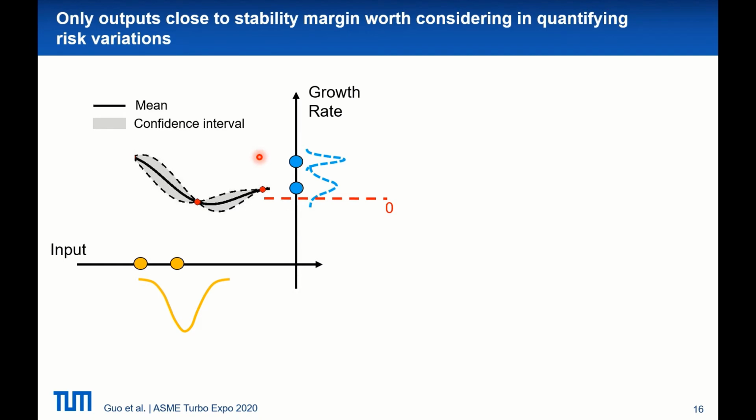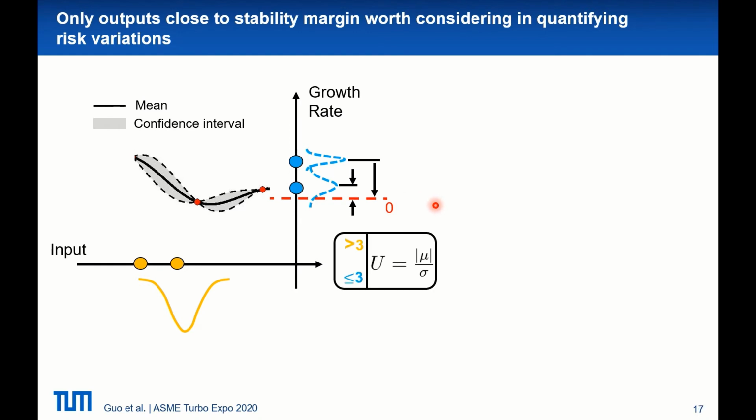Well, although the predictions are uncertain, not all of them will affect risk calculation. For this prediction, for example, its mean is pretty far away from the stability margin, and its distribution is quite tight. Therefore, it is highly likely that this prediction will remain positive. For this prediction, on the other hand, its distribution does not exclude zero, meaning that it may be positive or negative, therefore leading to a variation in the risk calculation.